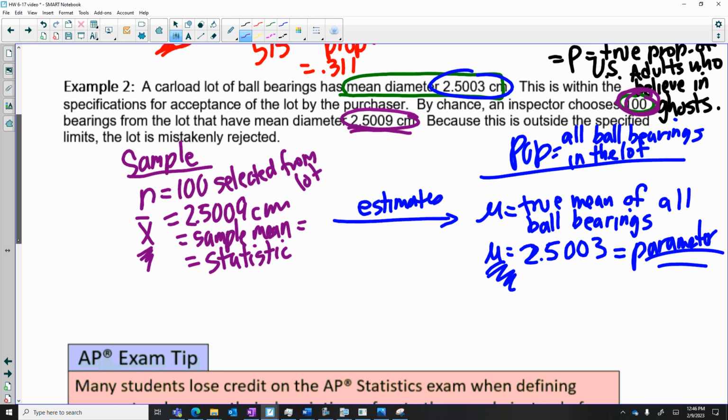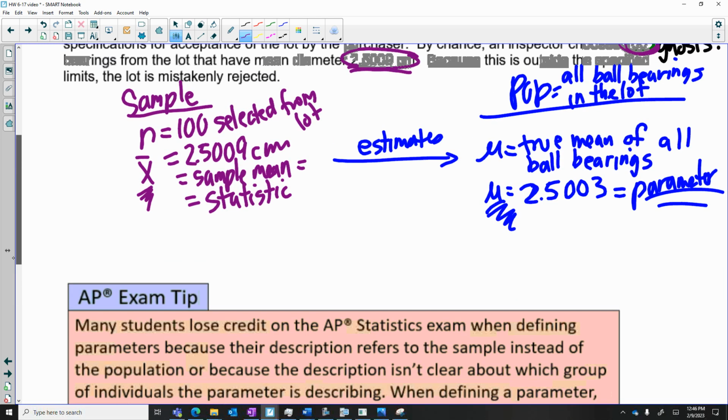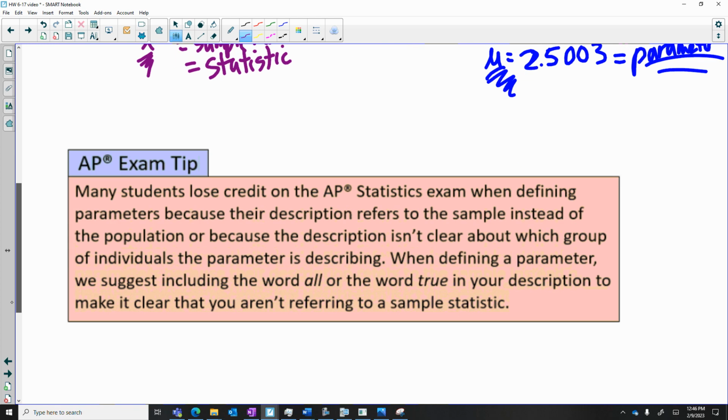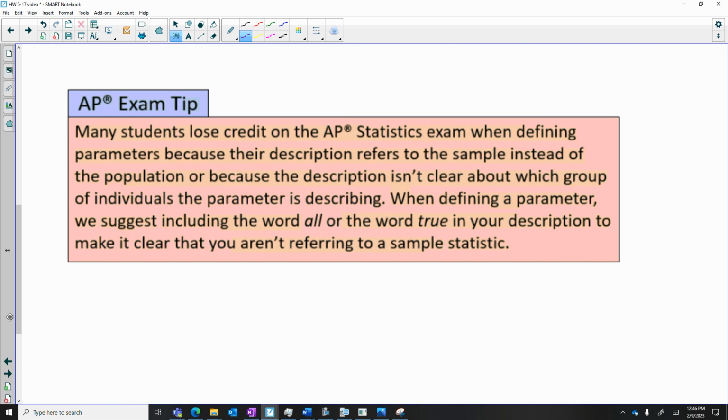So basically, that is it. You need to know the difference between sample and population. You need to know the difference between statistic and parameter. And you need to know the difference between those symbols that I mentioned today. And notice the AP exam tip says that many students lose credit on the exam because sometimes they're talking about a sample instead of a population or a population instead of a sample, and they're not necessarily sure which one it is. When defining a parameter, we suggest that you include the word all or true in your description so you know for sure that you are not referring to a sample statistic.